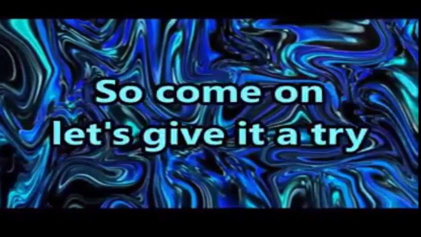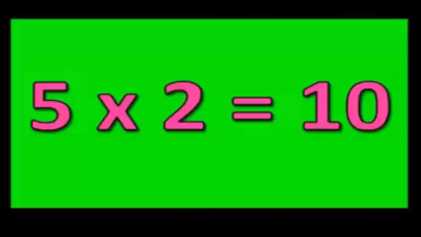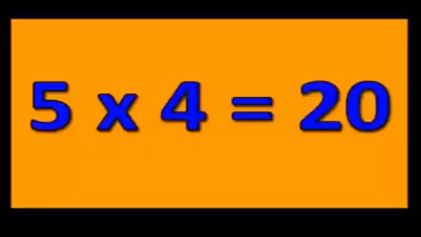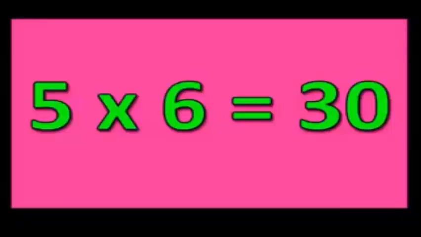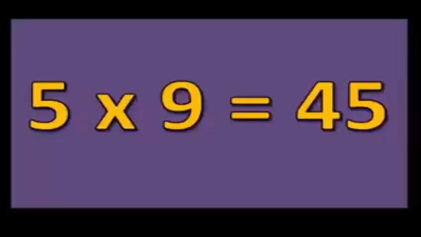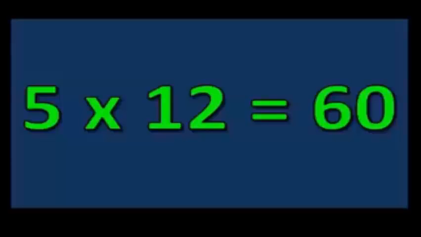It's time to multiply by 5. So come on, let's give it a try. Let's go! 5 times 1 is 5. 5 times 2 is 10. 5 times 3 is 15. 5 times 4 is 20. 5 times 5 is 25. 5 times 6 is 30. 5 times 7 is 35. 5 times 8 is 40. 5 times 9 is 45. 5 times 10 is 50. 5 times 11 is 55. 5 times 12 is 60.